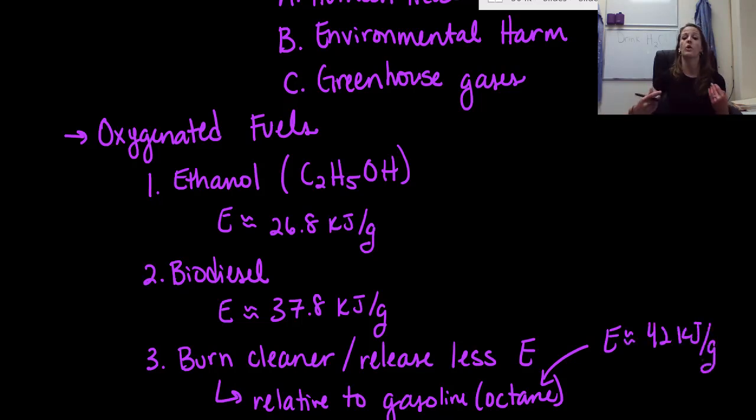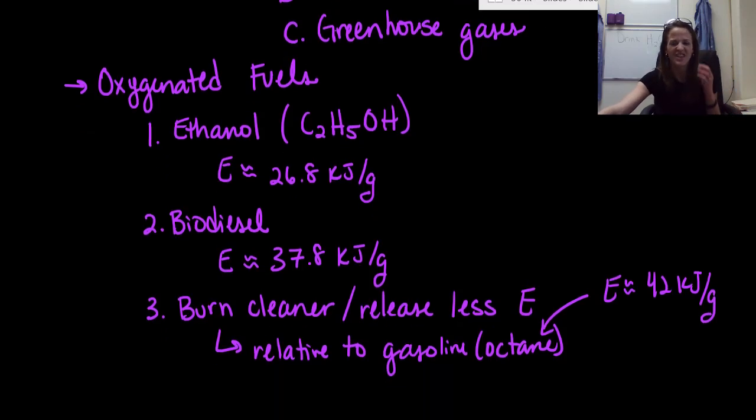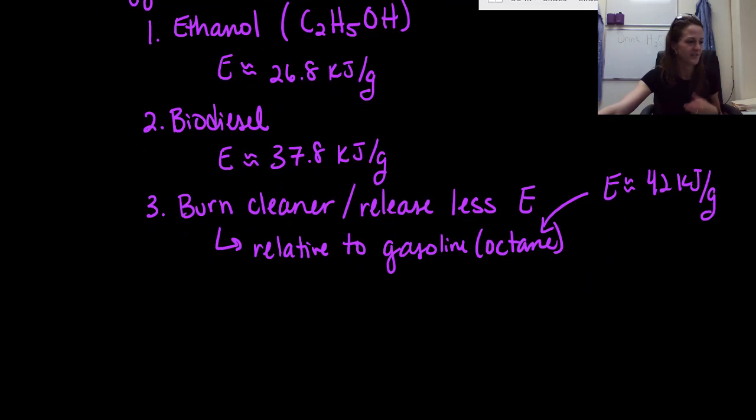released per gram burned. And so for all of these sources, the oxygenated fuels are definitely providing us less energy per gram burned, but it's definitely burning cleaner. And when I say burn cleaner, that means that we're releasing less carbon monoxide and less carbon dioxide into the atmosphere. So it's much, much better for our environment. But if you want to drive a big beast truck or maybe a Corvette or something like that that's really, really fast, these alternative fuels are not really the best.